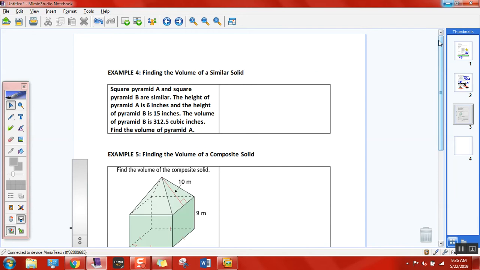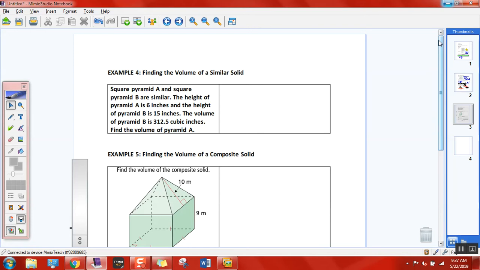I like this one. Example 4 is very similar to things that we've looked at in the past. Okay? How about a volunteer to read example 4? Square pyramid A and square pyramid B are similar. The height of pyramid A is 6 inches and the height of pyramid B is 15 inches. The volume of pyramid B is 312.5 cubic inches. Find the volume of pyramid A.